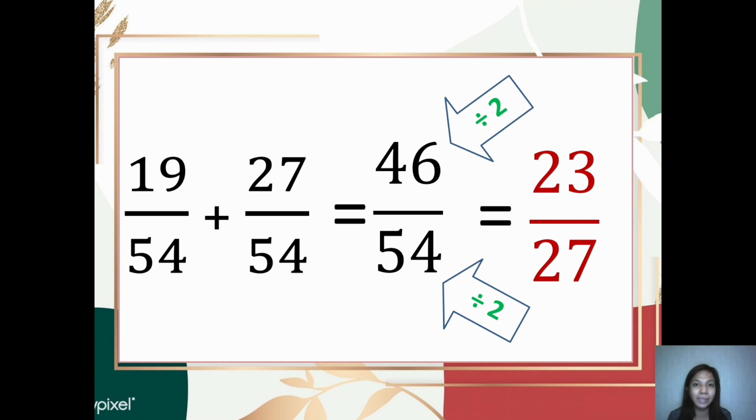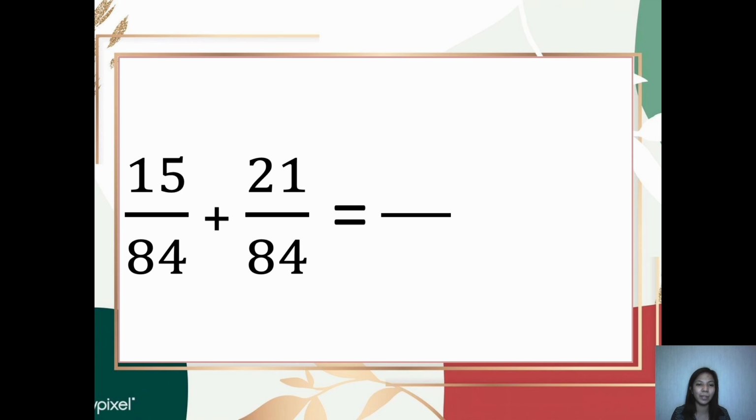23 over 27, is there any number that can divide both 23 and 27? No, okay, because 23 here is a prime number, so you cannot factor it out. So this is the final answer, 23 over 27. Understand? Alright, next, another example.